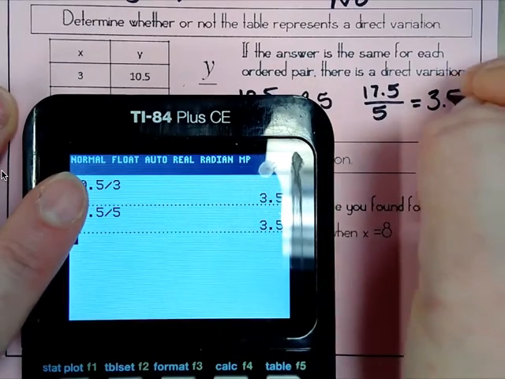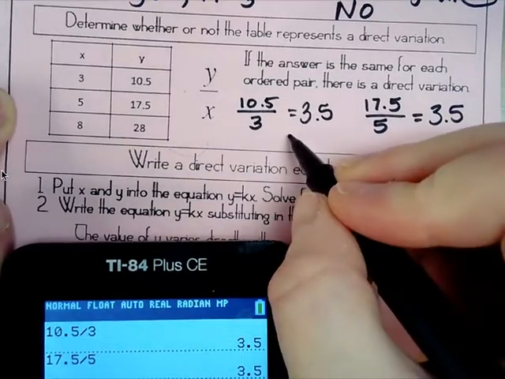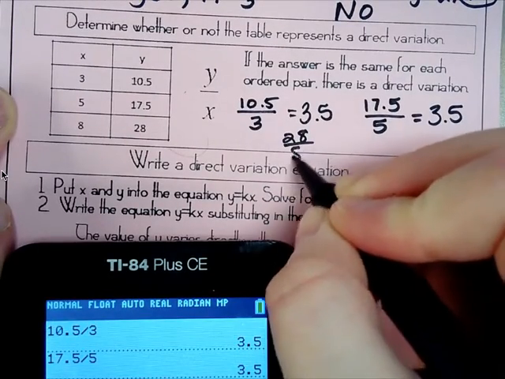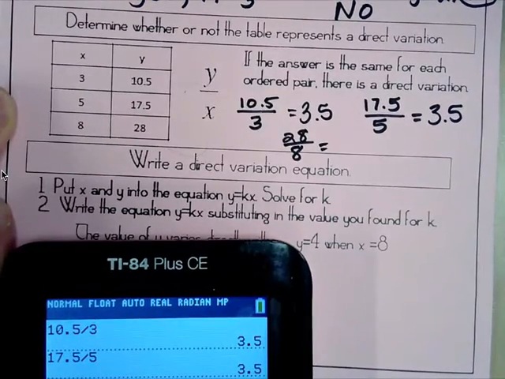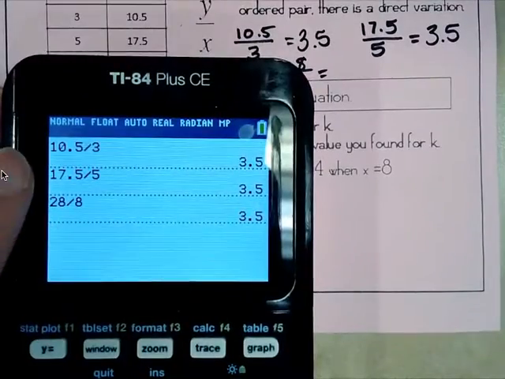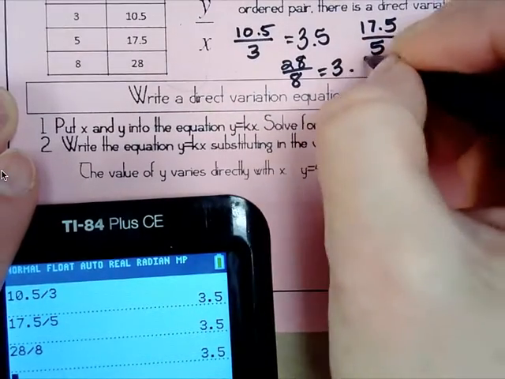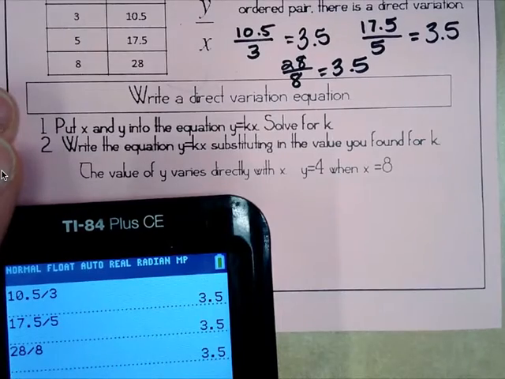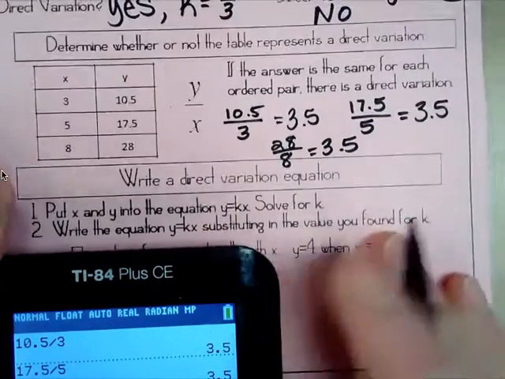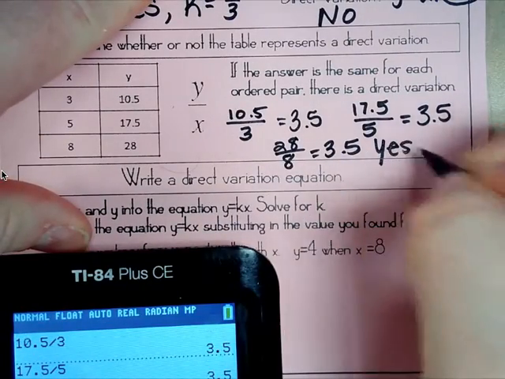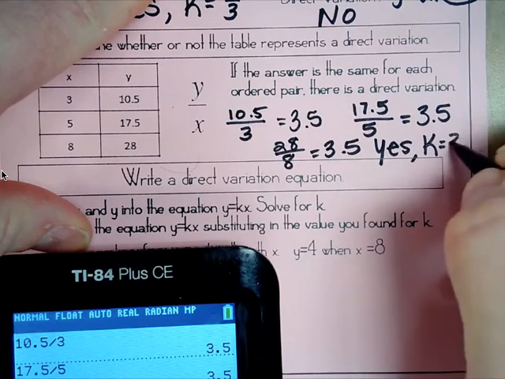Awesome. And 28 divided by 8. 3.5. So determine whether or not the table represents direct variation. This is yes, and k equals 3.5.